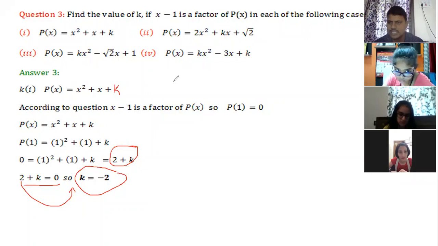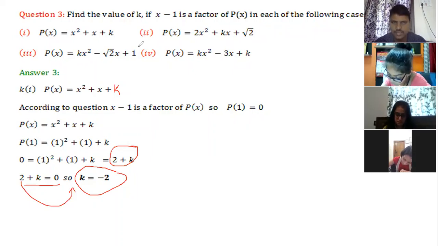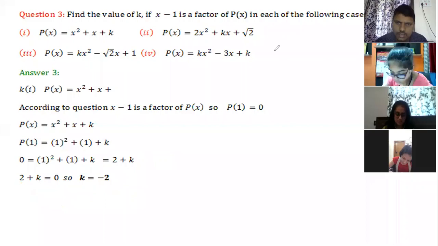Try the second one and tell me the answer. Sir, -2 minus root 2, sir. -2 minus root 2, okay. Sir, I don't understand this, sir. Like the last one. They are saying, generally, Aditya, if you substitute 1, you will get answer 0, yes? Yes, sir. So you got the answer 2 plus k. You have to equalize it to 0. Okay, sir.